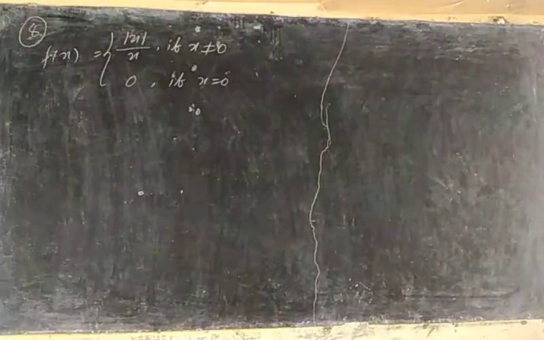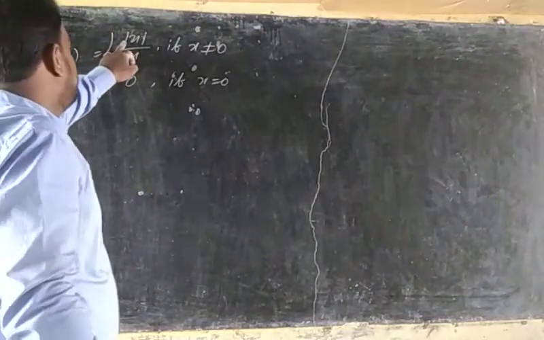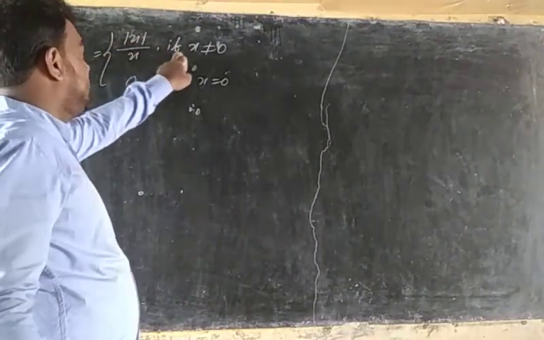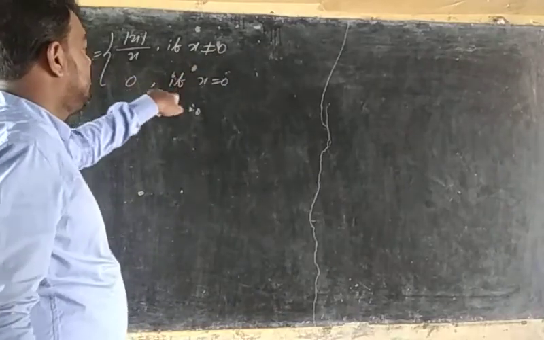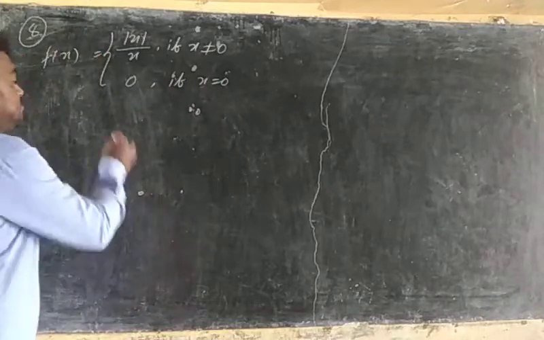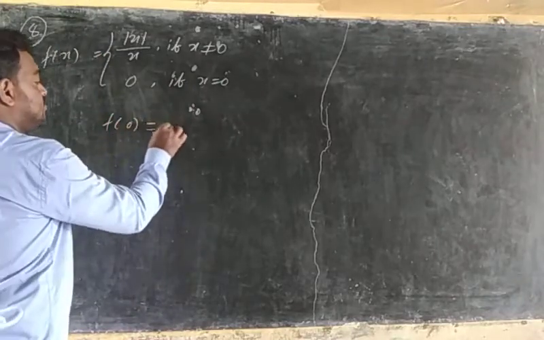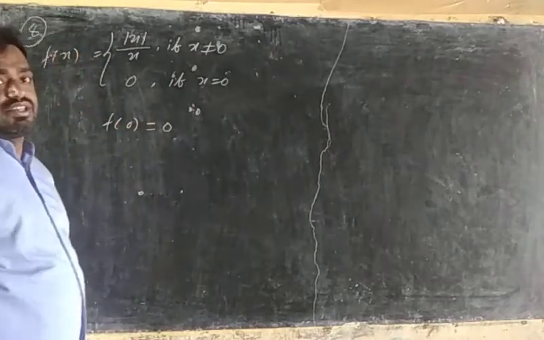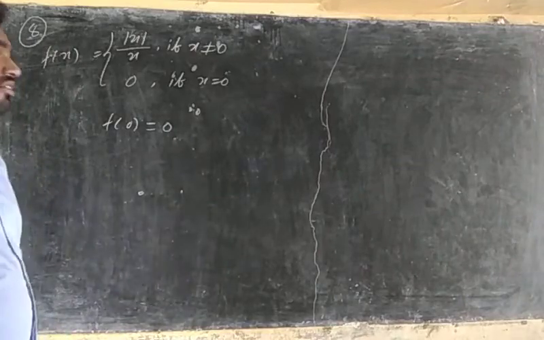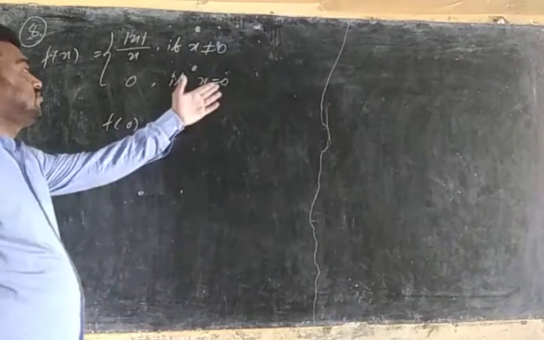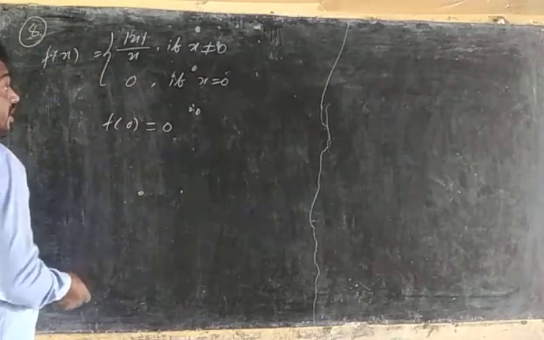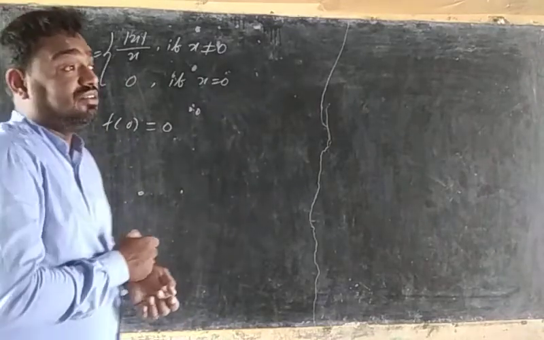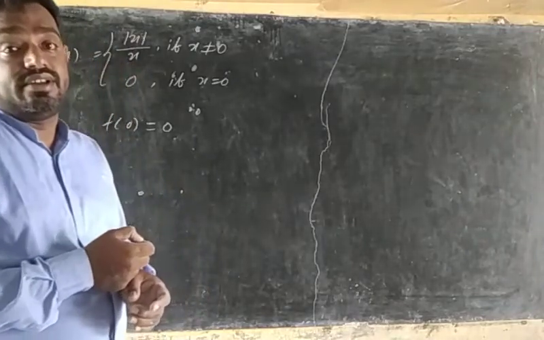8th question. f of x is equal to mod x by x if x is not equal to 0. It is equal to 0 if x is equal to 0. So f of 0 is equal to what? 0. We are checking the continuity at x is equal to 0 only. So f of 0 is equal to 0. Next, left hand limit, right hand limit we need to check, or direct limit we need to check here.